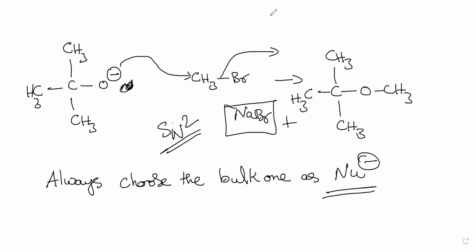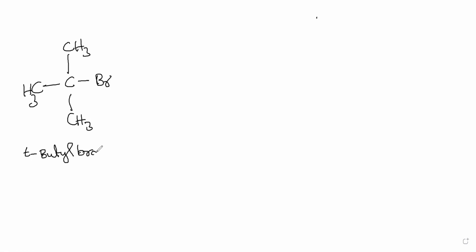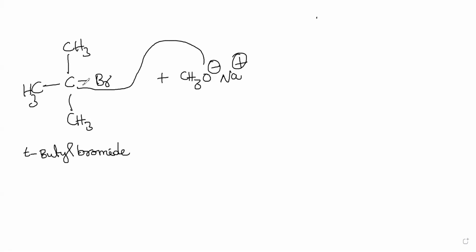Okay. Now, what if I do the other way? This is also very important. Suppose I take this one. This is tertiary butyl bromide. And I will take CH3O minus Na plus. So in principle, I have to get the product. Like CH3O minus, it has to go and react here, and bromine is out. I should get the same product. But this will not work.